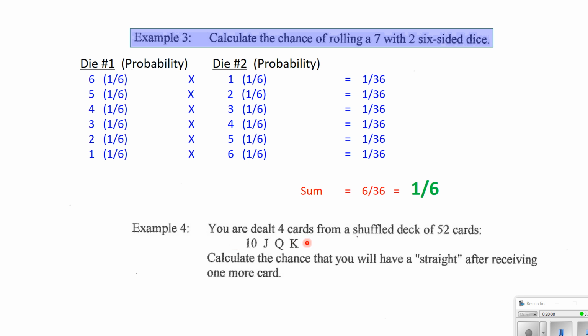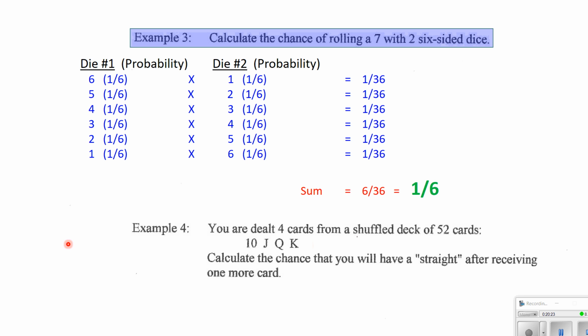Or if I got an ace, I could have 10, jack, queen, king, ace. That would also be a straight. That would actually be even better because that's a high straight. So I want to calculate the probability that my very next card will give me a straight. So see if you can figure this one out.